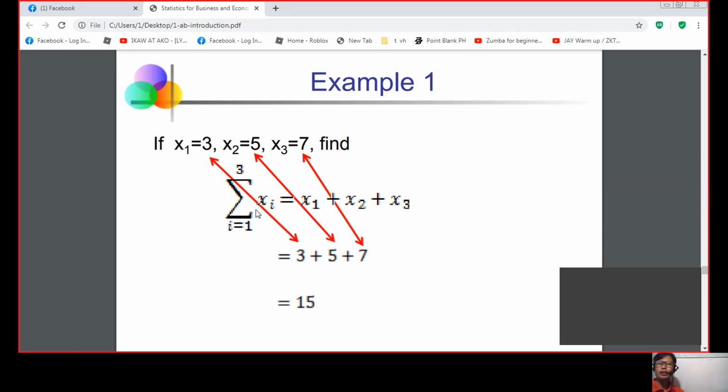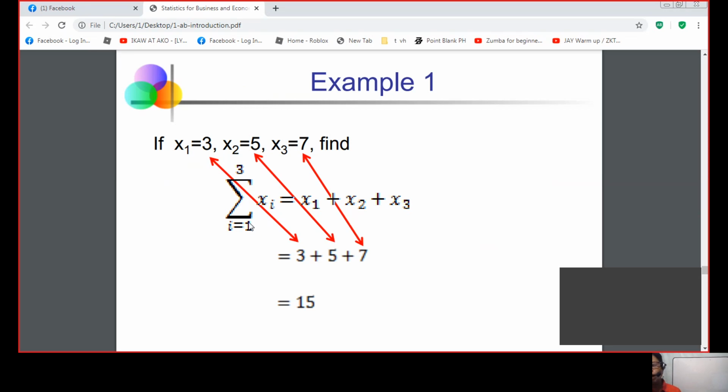Okay, so summation of x sub I, index mo, okay? So index mo is 1, and then ending mo is 3. So 1, 2, 3. Tatlo dapat sila magkakasama. Now, if it's 1 to 2, meaning hindi kasali itong x sub 3, hindi kasali yung 7. Kasi nakalagay lang is 1 to 2. As you can see the cursor, it's 1 to 2. Kung 1 to 2 yan, so 3 and 5 lang. Hindi kasali yung 7 kasi 1 to 2 lang ang sinosolve mo or ang ginagawa mo ng summation.